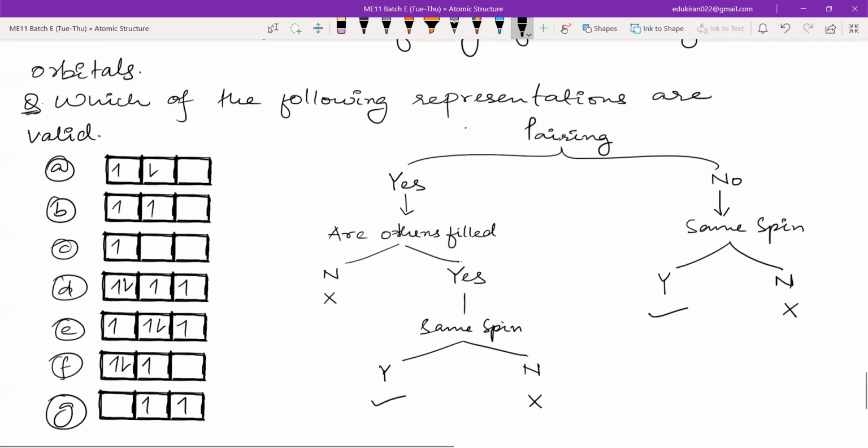So in the first question, let us see. Shoaib, you will help me here. Please tell me in the first question, Shoaib, is there any pairing? Yes or no? Please turn the mic on and tell me. Shoaib, are you there? Yes, sir. Okay. Is there any pairing? Yes or no?